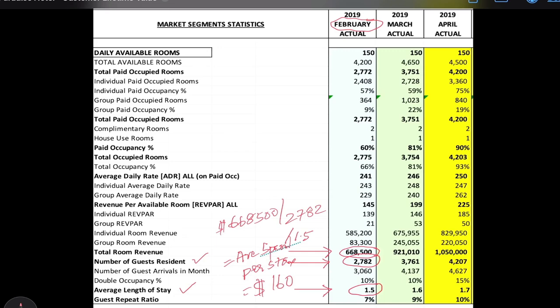Of course, you can analyze further by determining whether $160 features at the top end of the room rates that you are charging, or is at the lower end, or it's somewhere in the middle. These are analyses that can be carried out separately. However, let's deal with this $160.